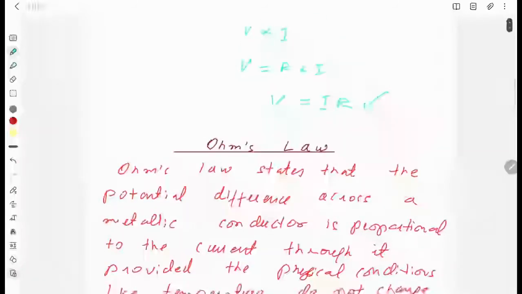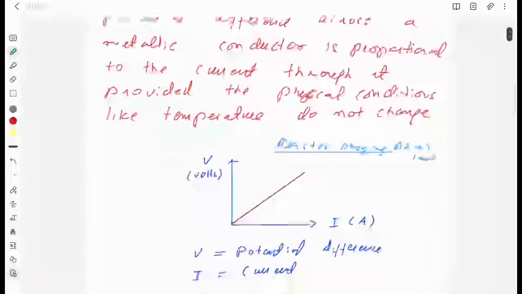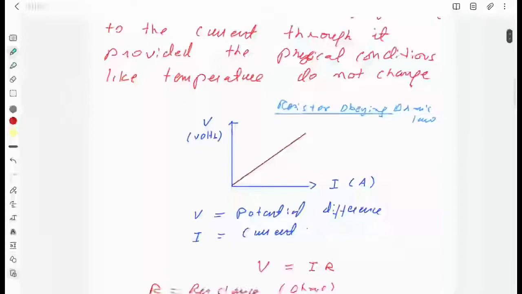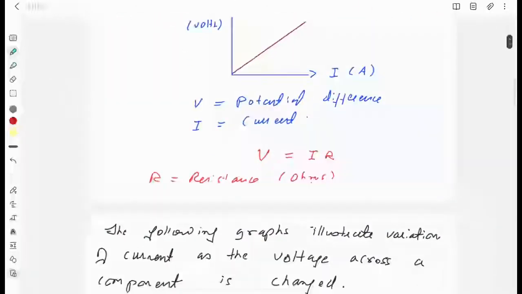V is potential difference measured in volts, I is current measured in amperes, R is resistance which is measured in ohms. If you draw a graph between potential difference and current, you will get a straight line. Or you can take it this way, that all resistors obeying Ohm's law will follow this straight line. V equals to IR is Ohm's law.